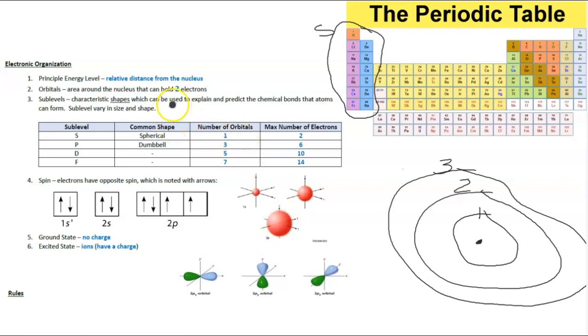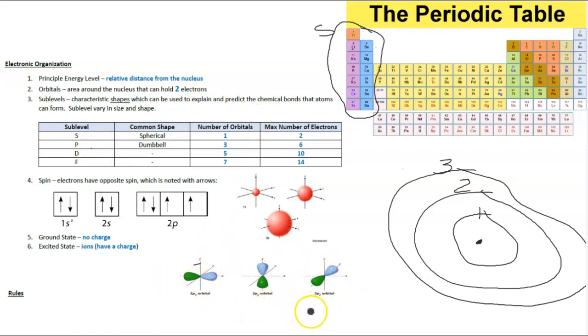Within each sublevel, you get orbitals, and they each have their own unique number. S sublevel has only 1 orbital, and it will hold 2 electrons. So the most electrons you can put into an S is 2. So this is my S sublevel, and there's my first and my second electron. For the P sublevel, these are illustrated below. These are called dumbbell shaped.